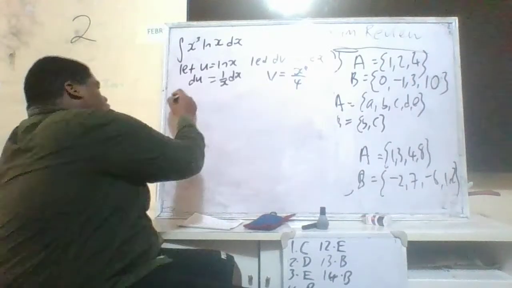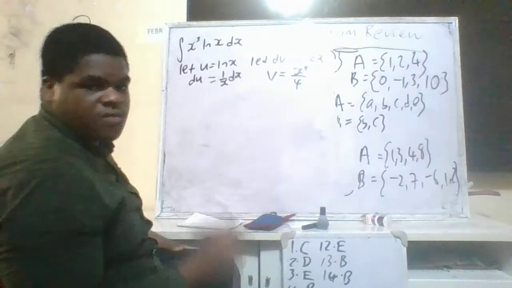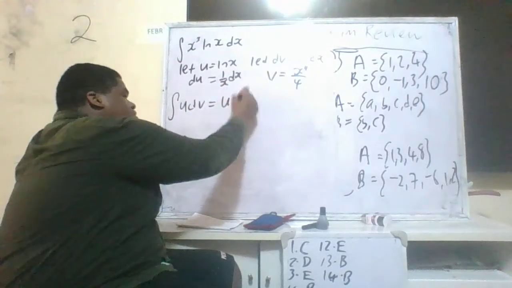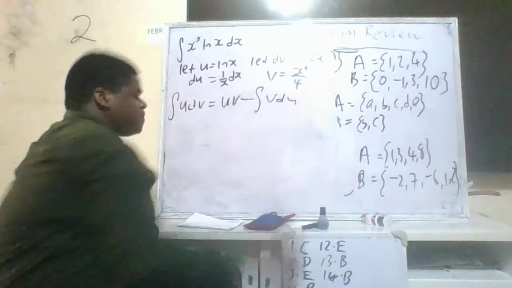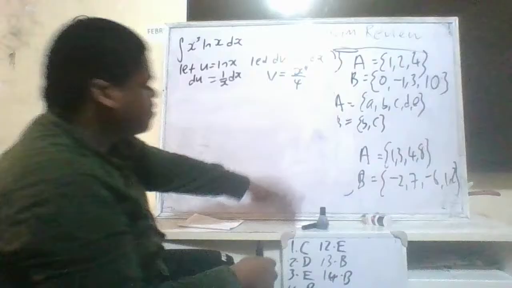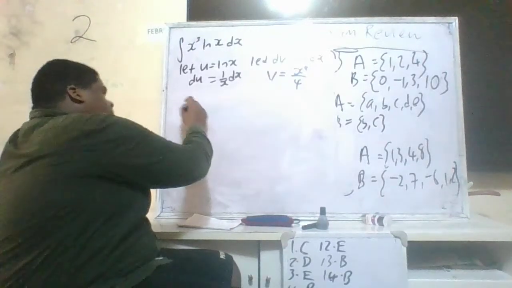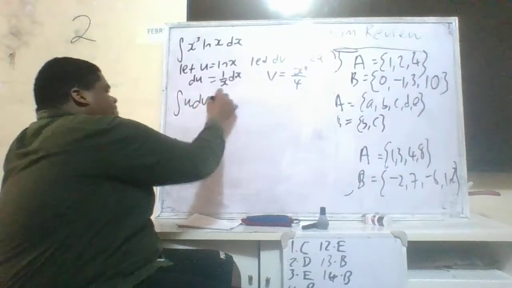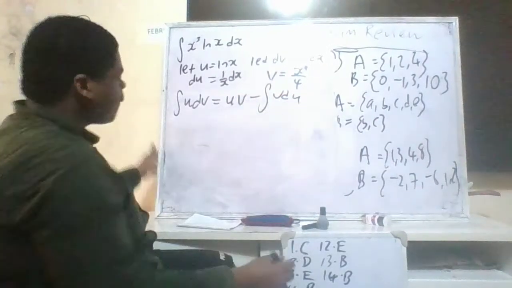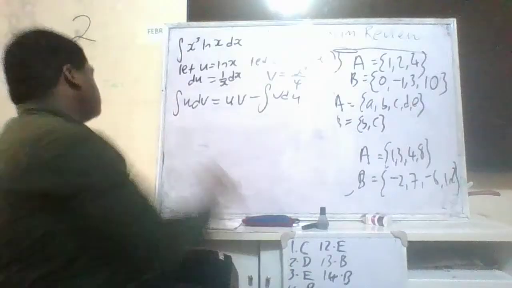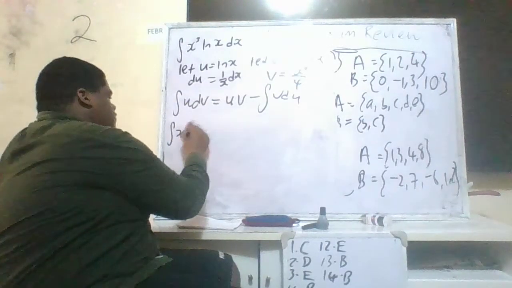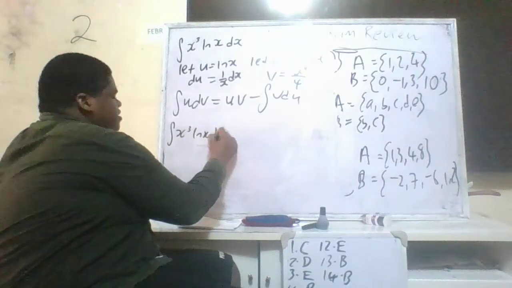Good. So what's your integration by parts formula? You have the integral of u dv is equal to uv minus the integral of v du. I've already put out a video that works through this in another separate video, so go and check it out. Let me just write it down again: the integral of u dv is equal to uv minus the integral of v du. So u is equal to ln x and dv is equal to x to the power of 3 dx.